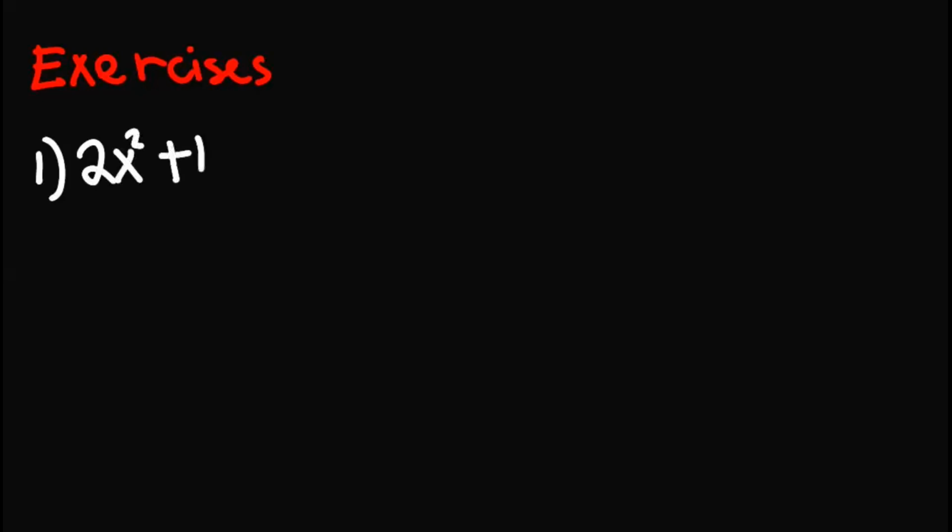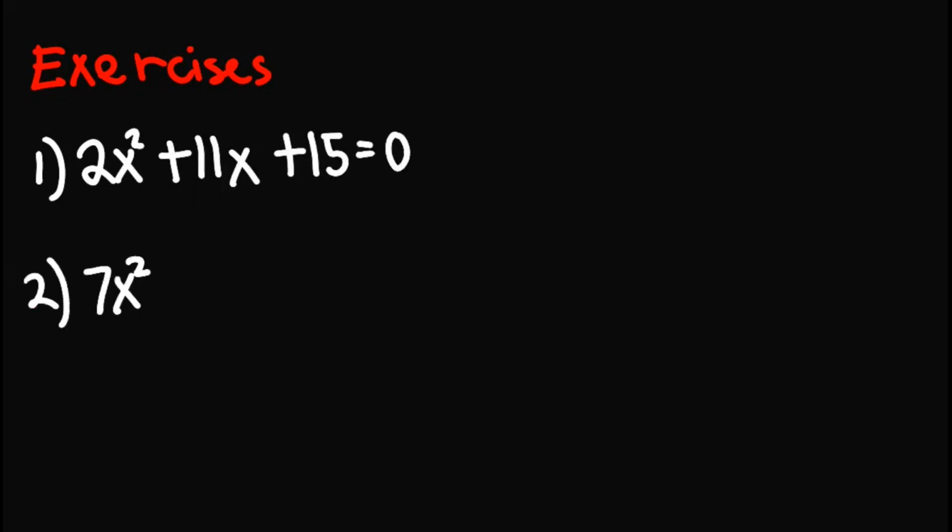To end this one, here are 2 exercises that you can work on. First is 2x squared plus 11x plus 15 equals 0. And next is 7x squared plus 5x minus 8 equals 0. Now you might be tempted to apply the factoring method or the completing the square method here, but try it out for yourself. Try out the quadratic formula, since memorizing it isn't easy if you don't know how to apply it.